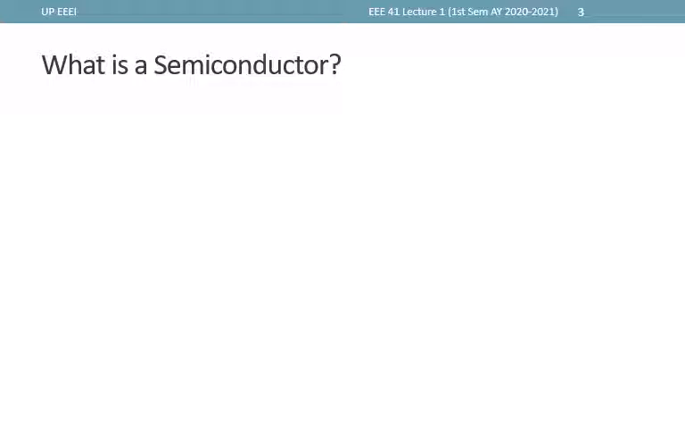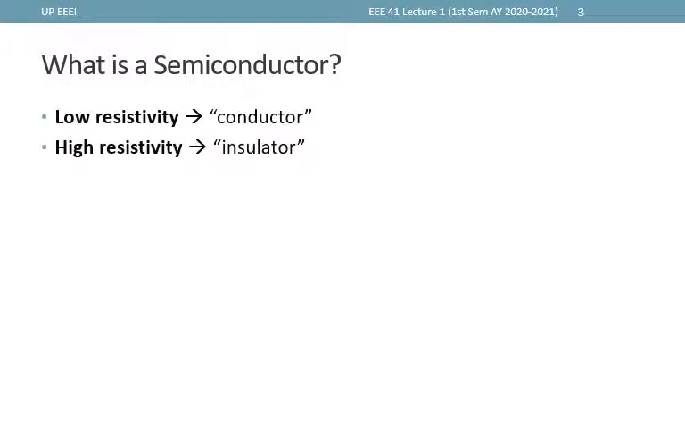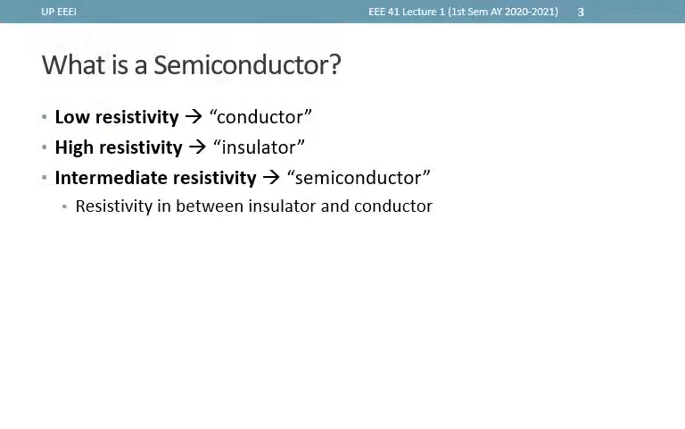Before we analyze semiconductors, we clear up first what is a semiconductor. We can start with something more familiar, which are conductors and insulators. So conductors have low resistivity or high conductivity because they are just reciprocals, while insulators have high resistivity. We then put semiconductors in the middle and say that semiconductors are those with intermediate resistivity between conductors and insulators.